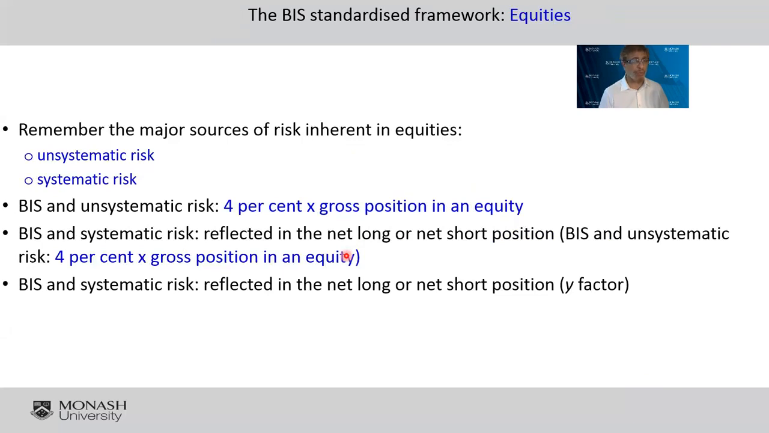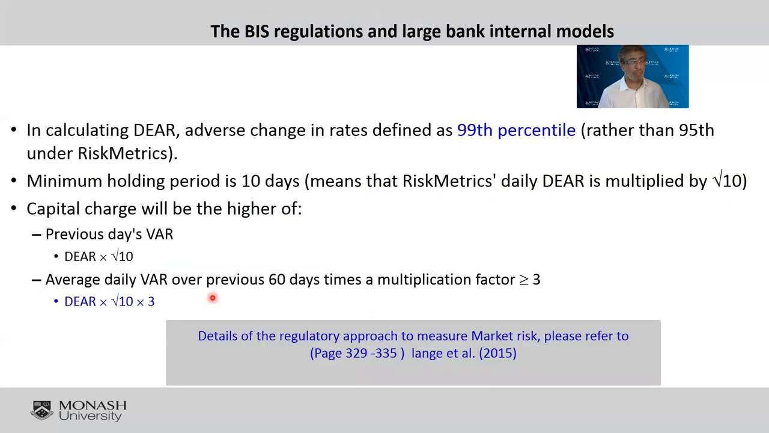For equities, we have to talk about unsystematic risk and systematic risk. Usually the BIS takes 4% for the positions in equities: 4% for the systematic risk and 4% for the unsystematic risk. Now, they calculate using 99% confidence.